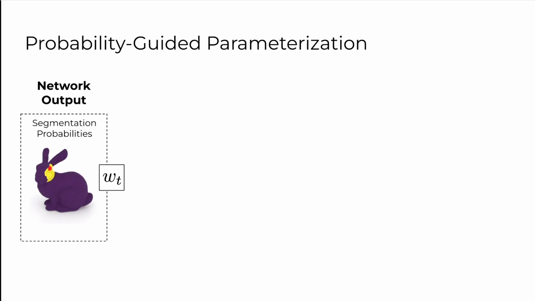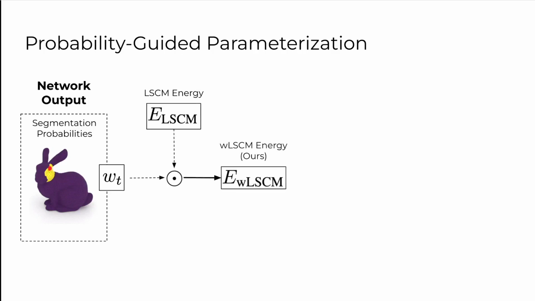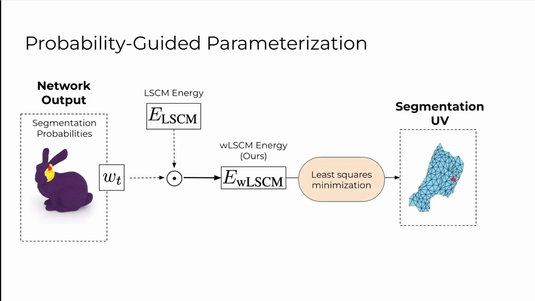The key to this approach is to pass the network-predicted segmentation probabilities as weights into an existing parameterization method. The method we choose to adapt is least squares conformal maps, also known as LSCM. We weight the per triangle expressions in the LSCM energy functional using the network predictions to derive a novel energy functional we call WLSCM. We solve a least squares problem to get the corresponding energy minimizing parameterization. In short, WLSCM enables us to compute the parameterization corresponding to the segmentation probabilities differentiably and supervise the model with the resulting distortion energy during training.